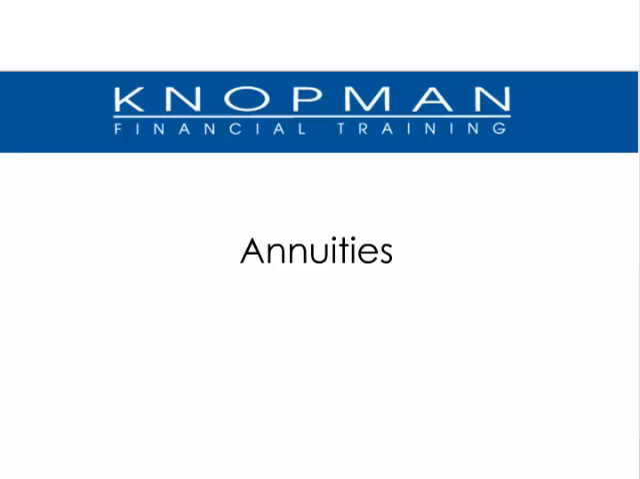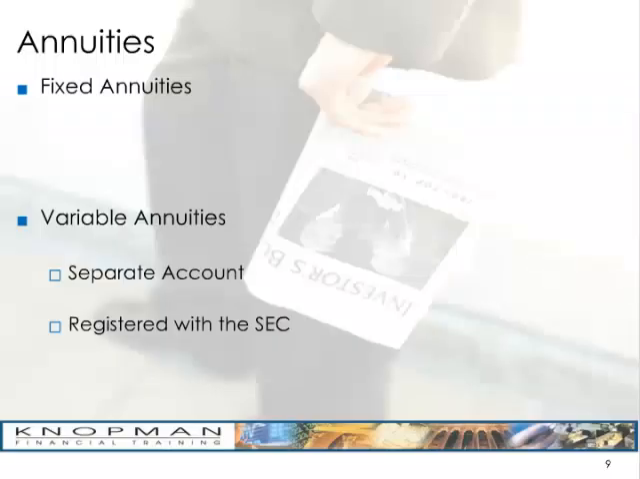A fixed annuity is not a security. A fixed annuity is a contract. The outcome is guaranteed. And because of that, it's not SEC registered. So therefore an individual does not necessarily need to be securities registered, such as a Series 7, in order to sell fixed annuities, because again, fixed annuities are not securities.